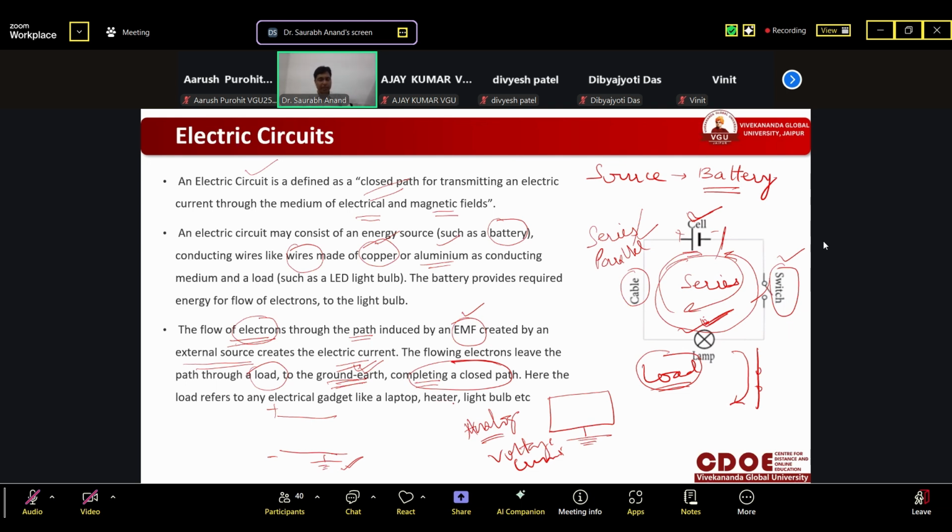Okay, and the load can be a lamp, bulb, LED, laptop, heater, anything. Whatever you are connecting with the circuit is the load, which is consuming the energy. I hope you understood this.